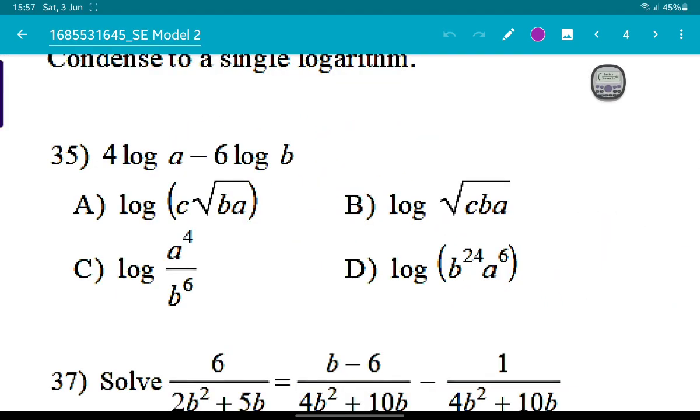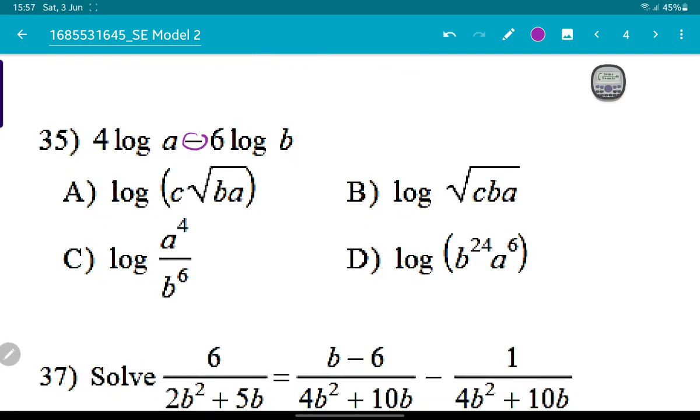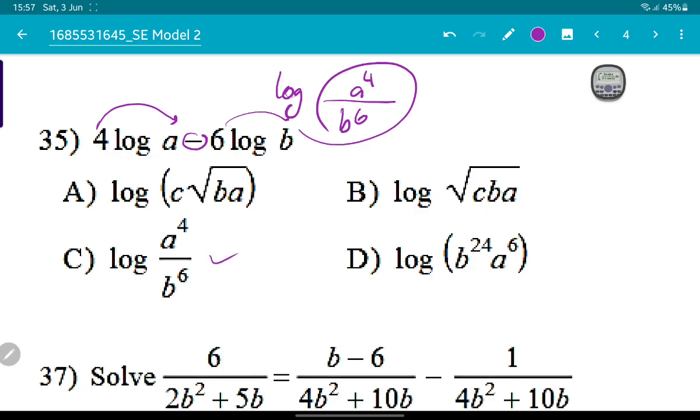Now this is the opposite. We have subtraction and we have 4. It will be a power 4 and b power 6, and they are divided, because this is subtraction, so it's only one log of division. So this is the answer.